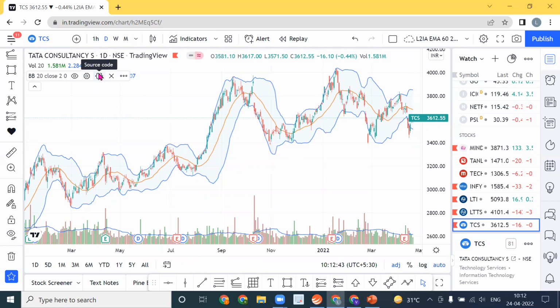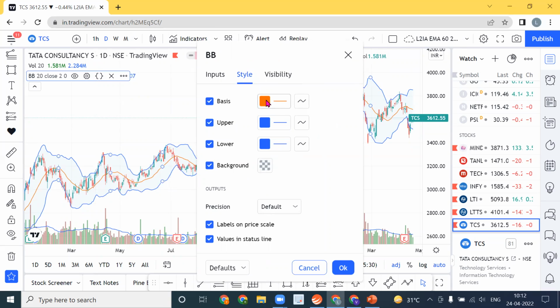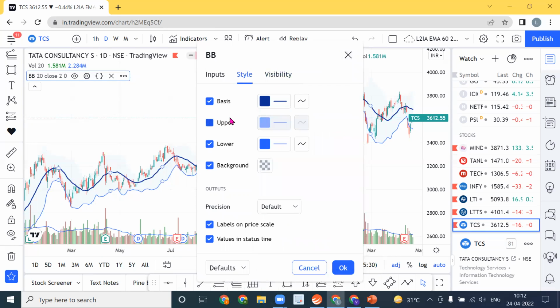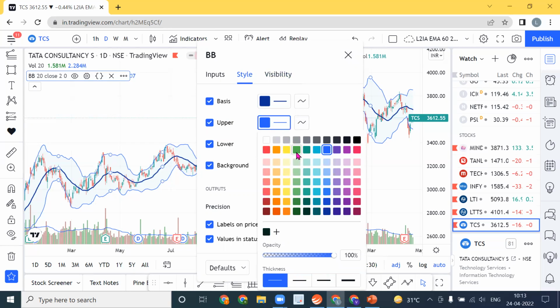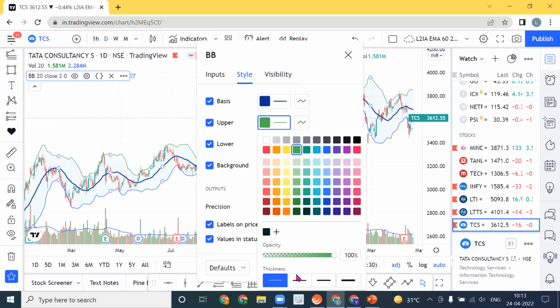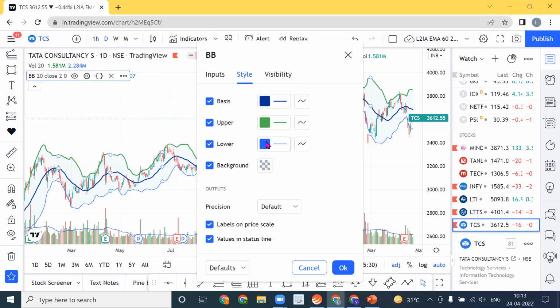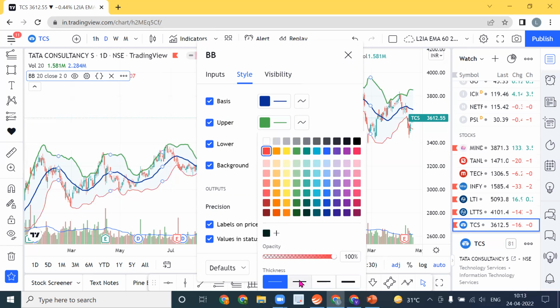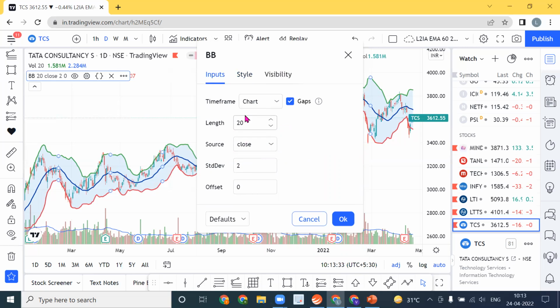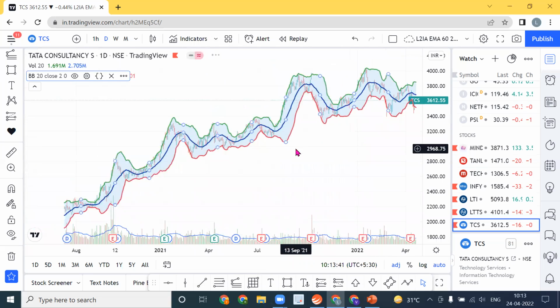Now what I do is a coloration as per my preference. The middle line I normally give is dark blue, and I take the thicker one, this middle one. Then the upper band, I take it as a green one, and the line is a little thicker. The lower one, I take a red band, or if you want, you can keep green also, doesn't matter. I've taken red. Background coloration I do a little. Inputs, I don't change anything here: 20 simple moving average and standard deviation is 2. I OK it, and here I get my Bollinger Band.